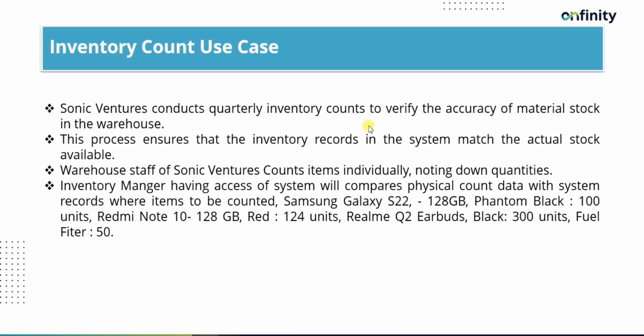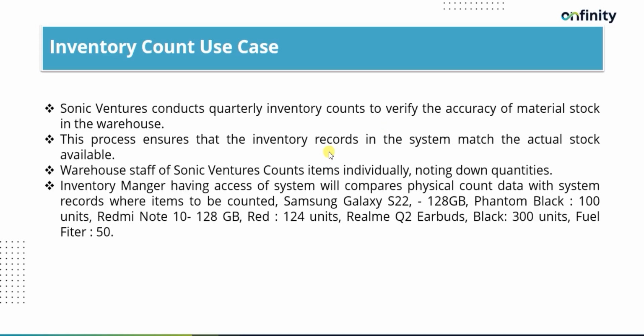Warehouse staff of Sonic Ventures count items individually, noting down quantities. The inventory manager, having access to the system, compares physical count data with system records, where the items to be counted are: Samsung Galaxy S22, 128 gigabytes, Phantom Black, 100 units; Redmi Note 10, 128 gigabytes, Red, 124 units; Realme Q2 earbuds, Black, 300 units; Fuel Fighter, 50. These represent the quantities recorded in the system. If the physical counts do not match, the records must be updated to reflect the actual stock.